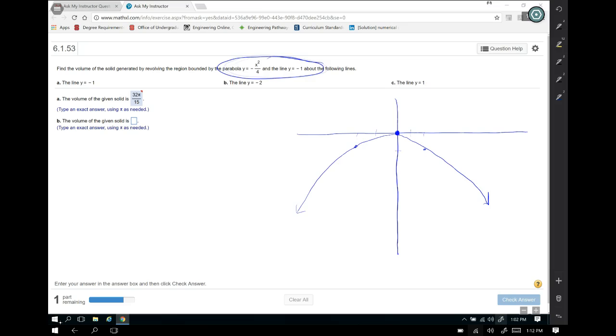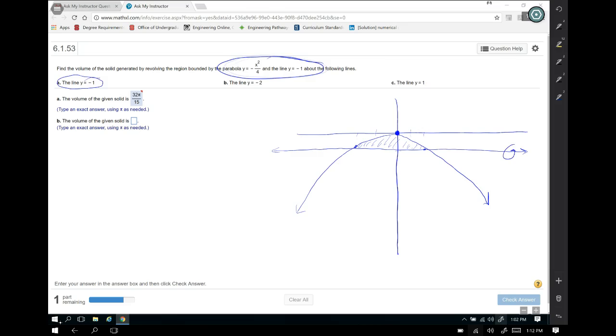Y equals negative 1 is the other boundary. So this is our region right here that we're dealing with. That's the region that gets enclosed. The first thing that we are asked to revolve it around is y equals negative 1, which we have just drawn.